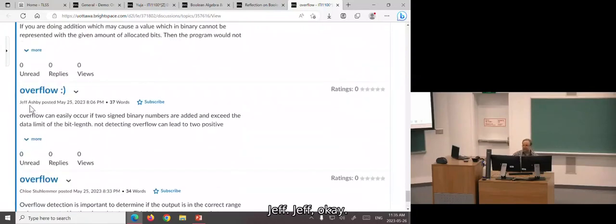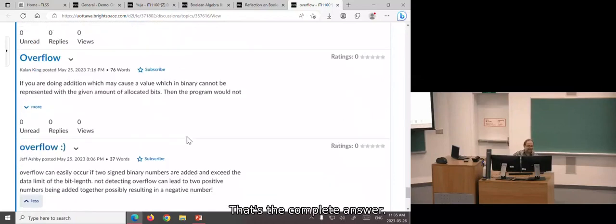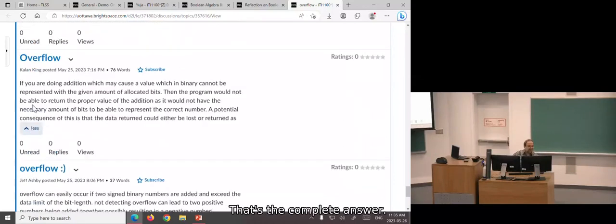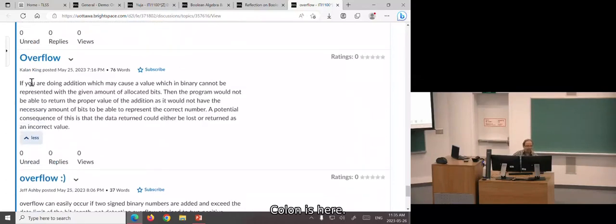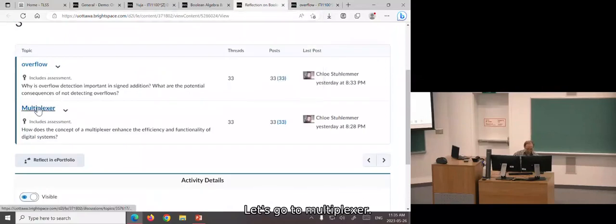Jeff says overflow can easily occur if two signed binary numbers are added and exceed the data limit. Not detecting can lead to two positive numbers being added together resulting in a negative. Perfect, that's the complete answer. Kalan is here? No? Okay, so that's good for overflow. Let's go to multiplexer.